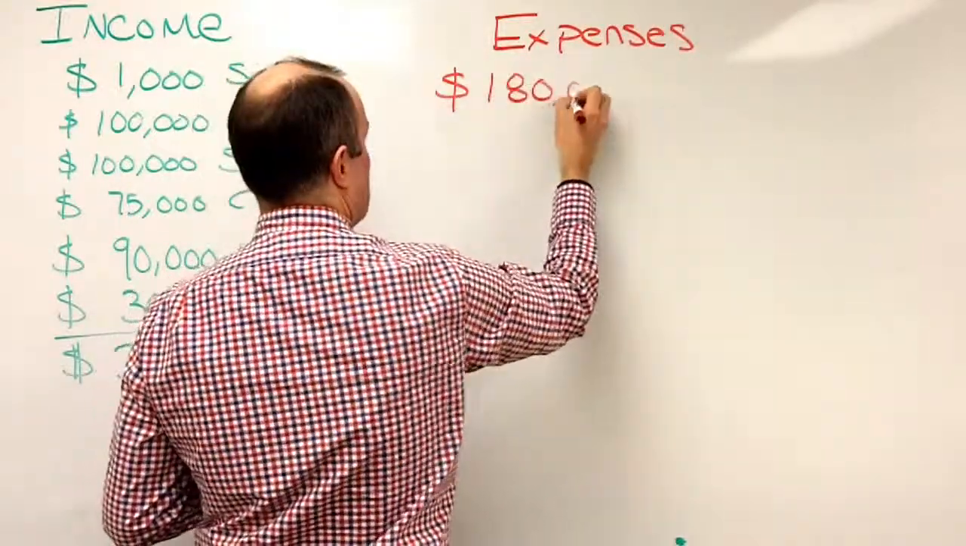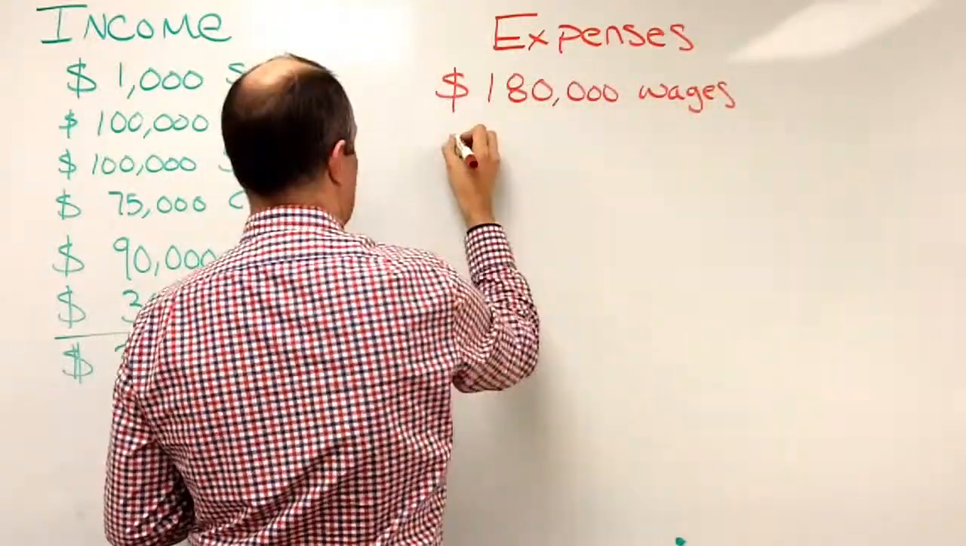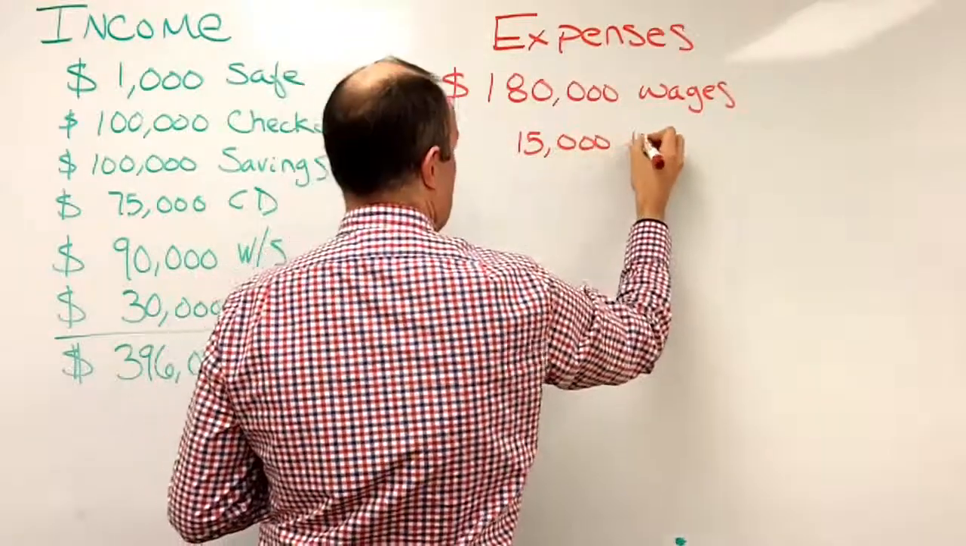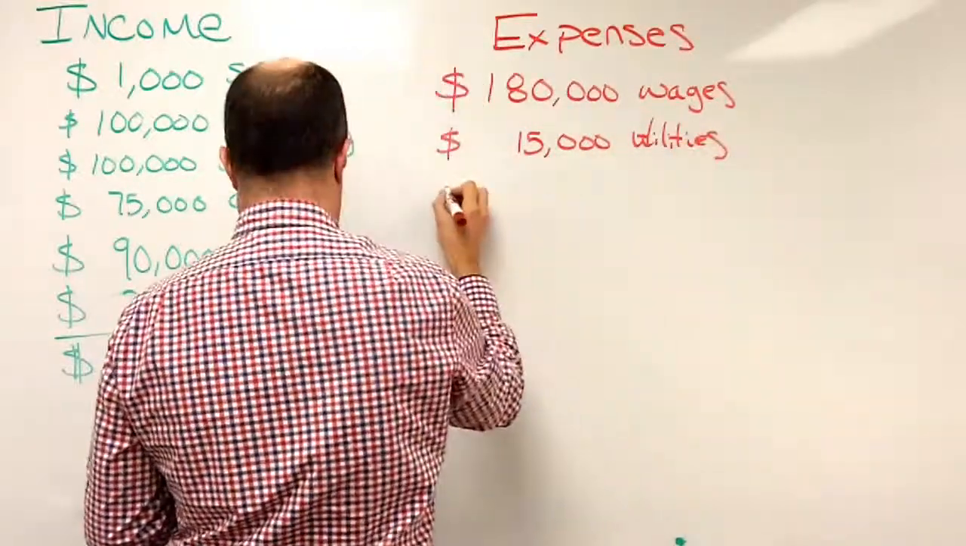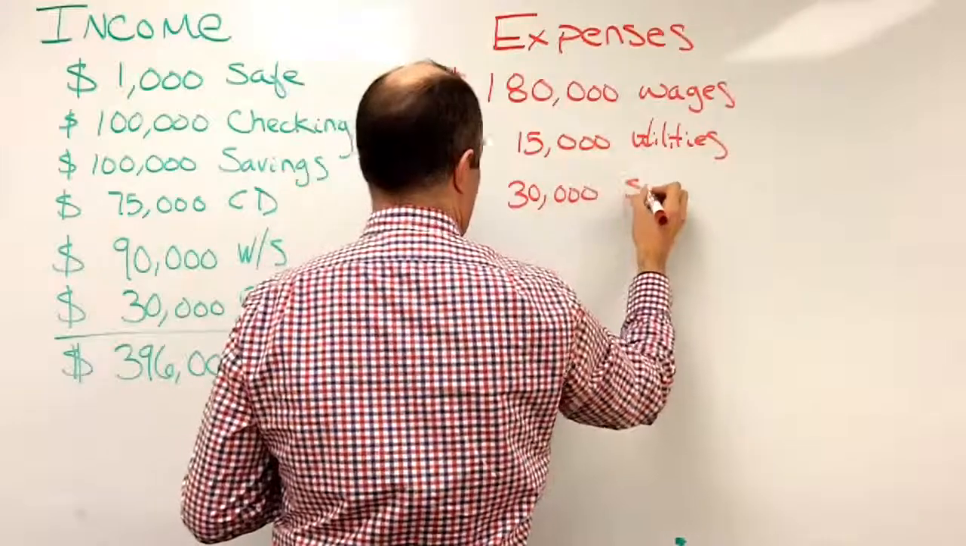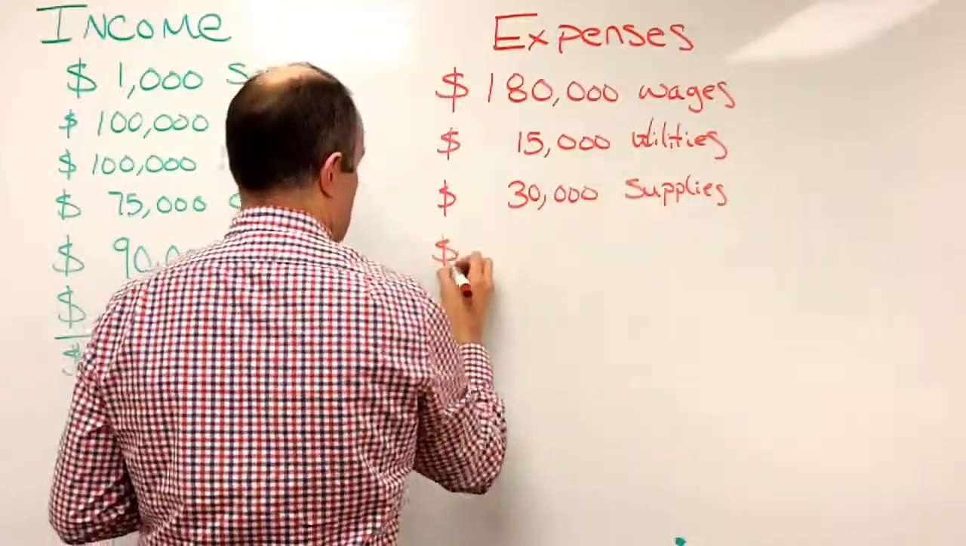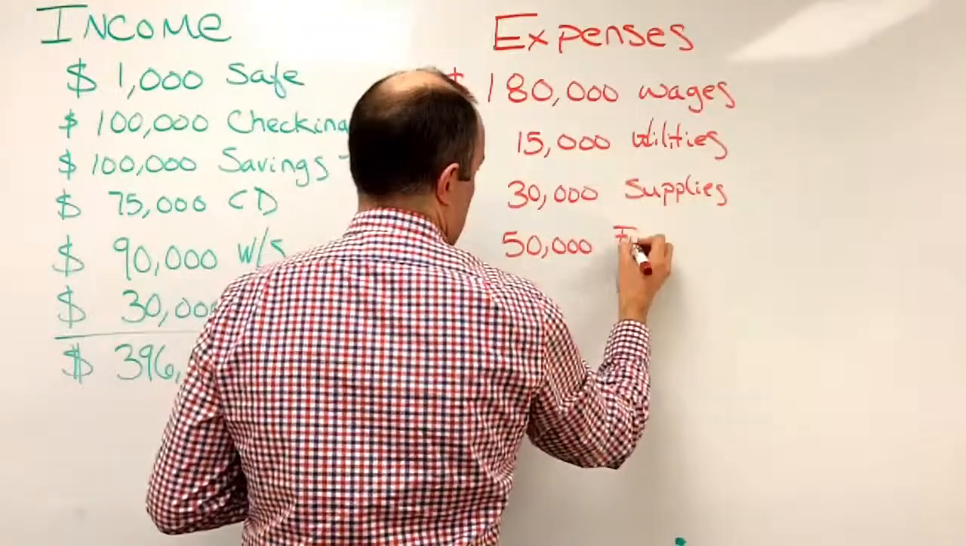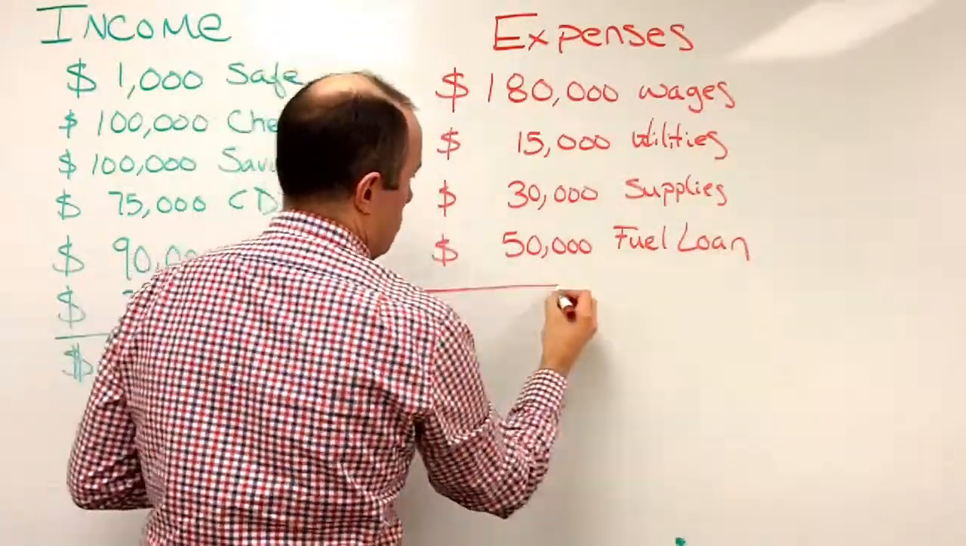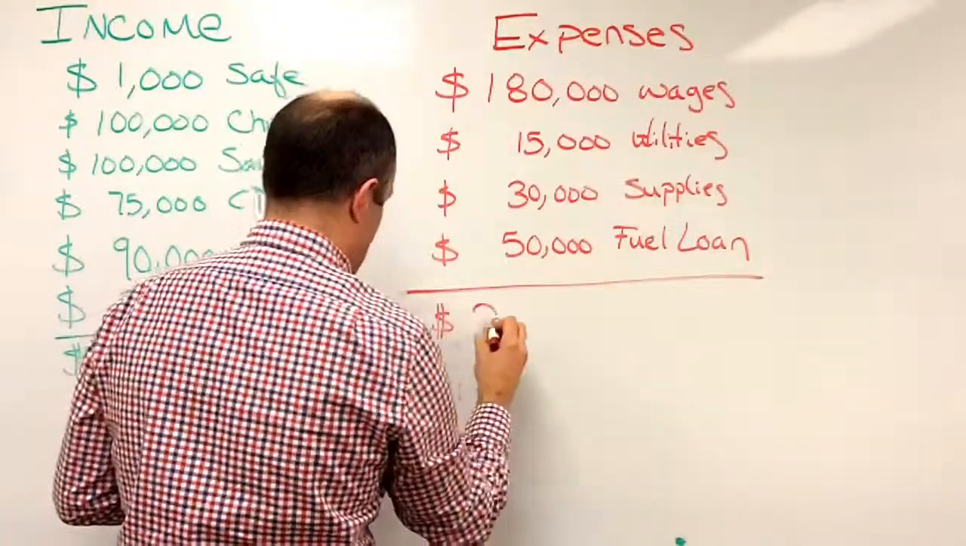Next, we want to estimate the expenses. For this simple example, we think our wages will be $180,000, utilities $15,000, supplies $30,000, and we have one more bulk fuel loan payment of $50,000. Add all of the estimated expenses for a total of $275,000.